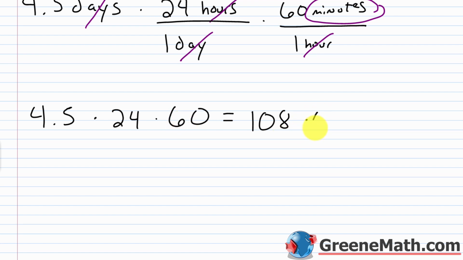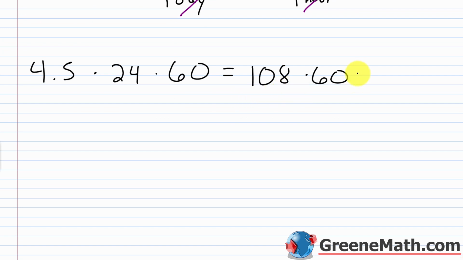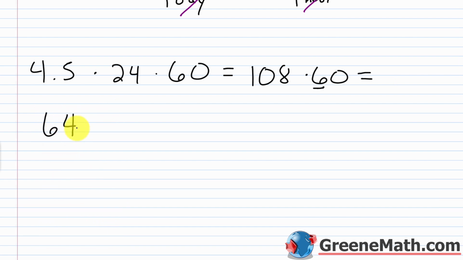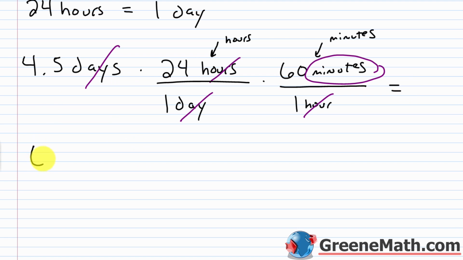Now I still need to multiply by 60. But to save myself a little bit of time, remember I have a trailing 0 here. So I can just basically do 108 times 6 and then attach a trailing 0 to the end of that. So 108 times 6. 6 times 8 is 48. 8 down, carry the 4. 6 times 0 is 0. Plus 4 is 4. 6 times 1 is 6. So that's 648. And then we're going to put a trailing 0 at the end. 648. Put a 0 at the end. It's 6,480. So let me erase this. And we'll put that this is equal to 6,480. And then the units again will be minutes.